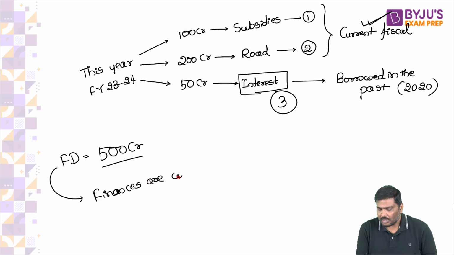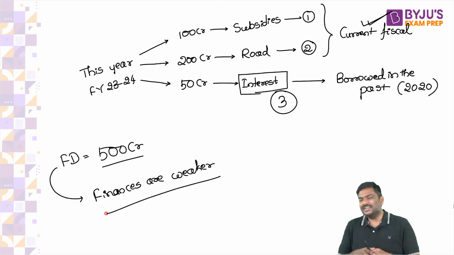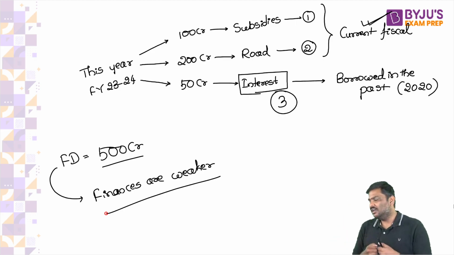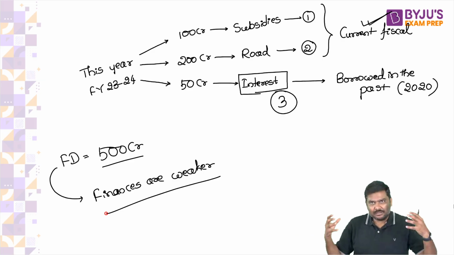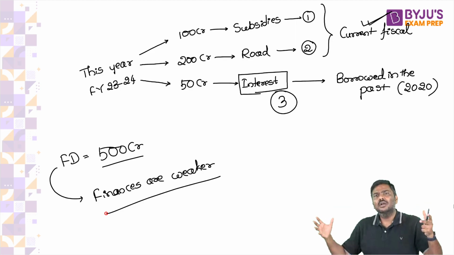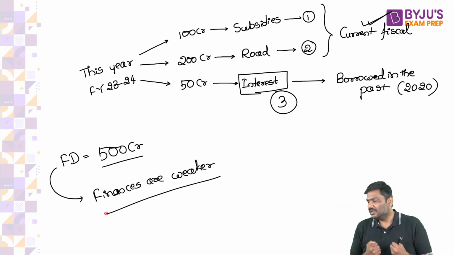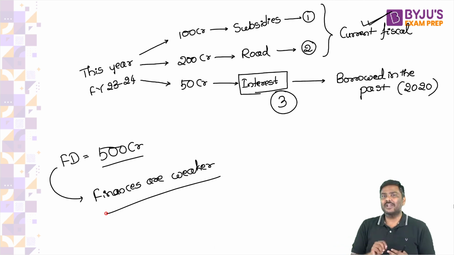Let me know. I will repeat the statement. Government is borrowing this year, does it not mean that government finances are weaker? If government finances are very strong, if the capacity to earn income is very strong, why will they borrow money then? They will not borrow money. That is the second point. Third very important point.